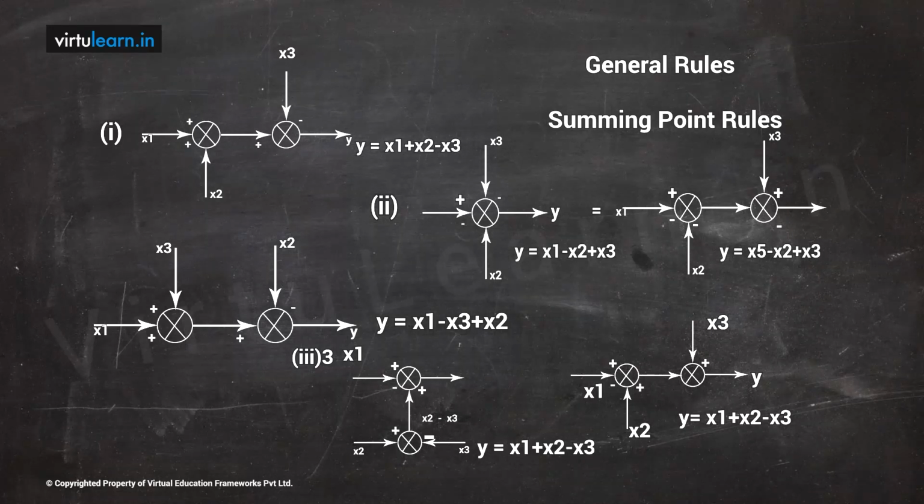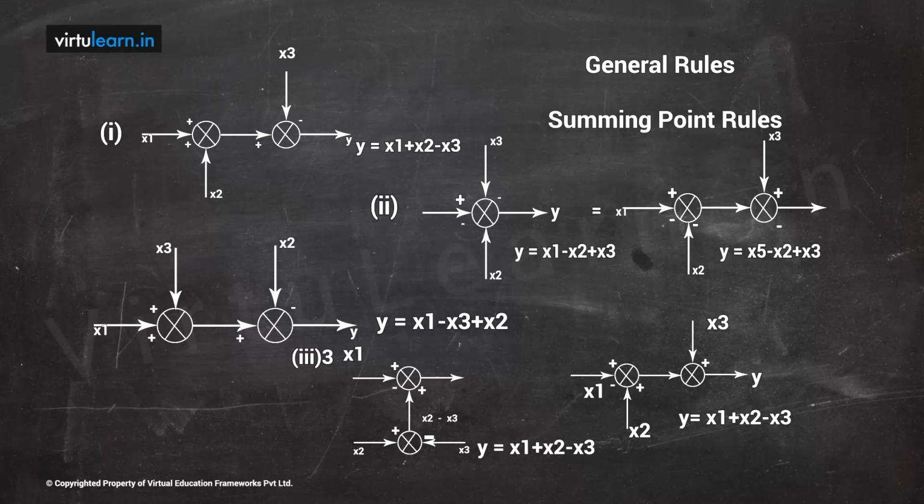And look at the signs which are given. For x1 it is plus, x2 it is plus, and x3 is minus. Therefore you will get x1 plus x2 minus x3 as y. So y is equal to x1 plus x2 minus x3 for these given inputs. How many inputs are there? 3 inputs are there, x1, x2, x3. I have one output.